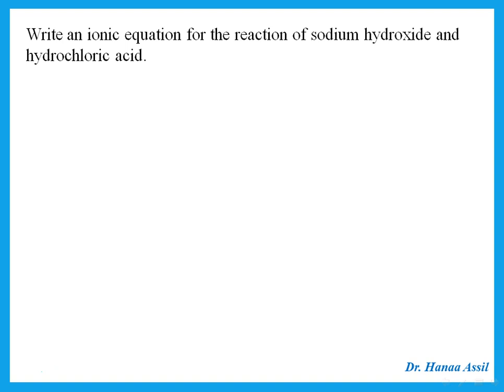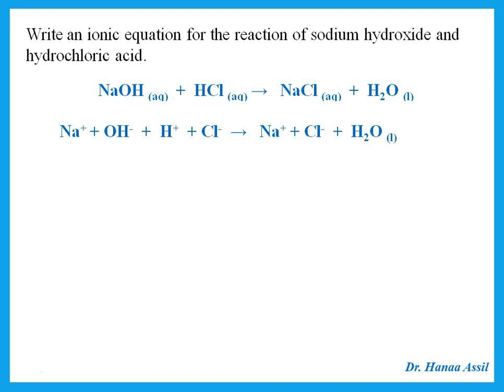Write an ionic equation for the reaction of sodium hydroxide with HCl. Of course, this is the symbol equation. It is balanced. Ionize whatever is aqueous. So sodium hydroxide will be ionized, HCl, NaCl. Water is a liquid, I don't ionize it. I cancel whatever is the same on both sides of the arrow. What is the same? Na+ and Na+, Cl- and Cl-, and I'm left with OH- plus H+ to give H2O liquid.